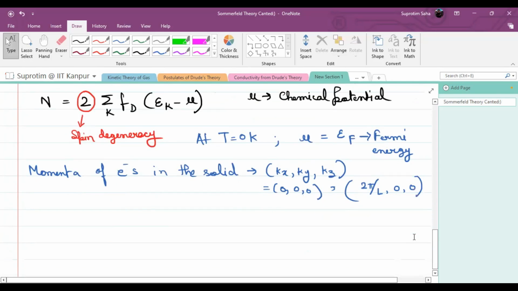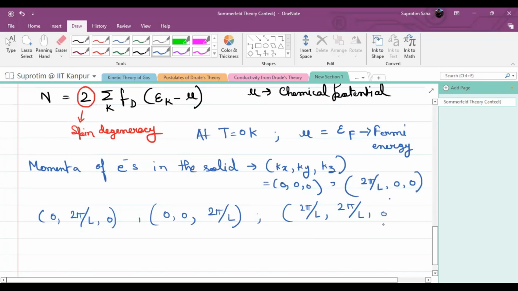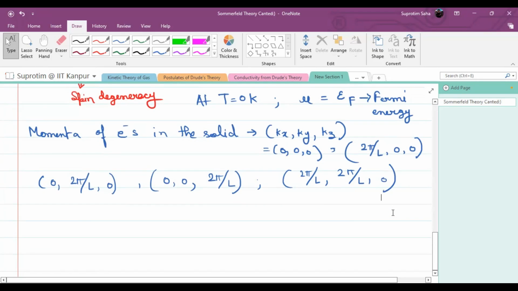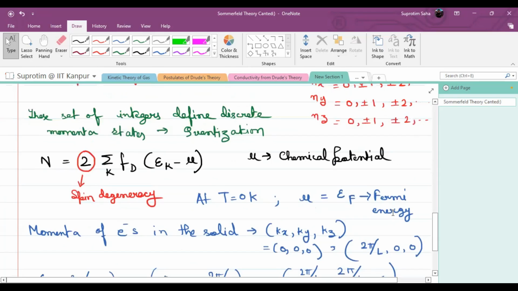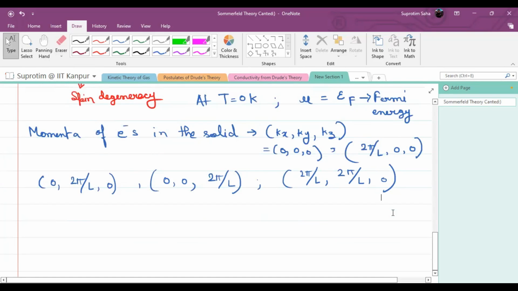All right. You can also have (0, 2 pi over L, 0). You can also have (0, 0, 2 pi over L) in the z direction, and also 2 pi over L. Like I said, it's only integer multiples of 2 pi over L in each of the three directions. So these are the discrete momenta states that the electrons will possess. And this is because of the imposition of the boundary condition, that of the periodic boundary condition. All right. So this is what we get.